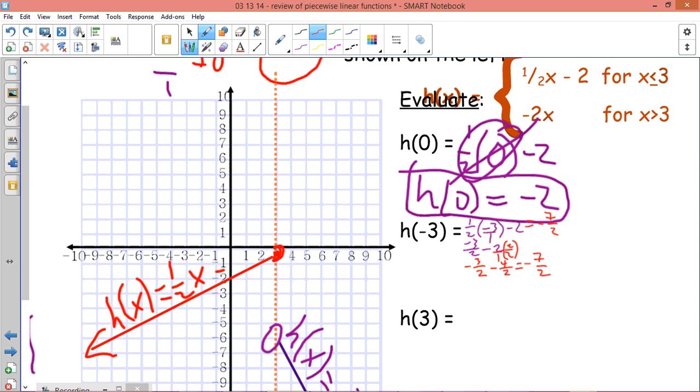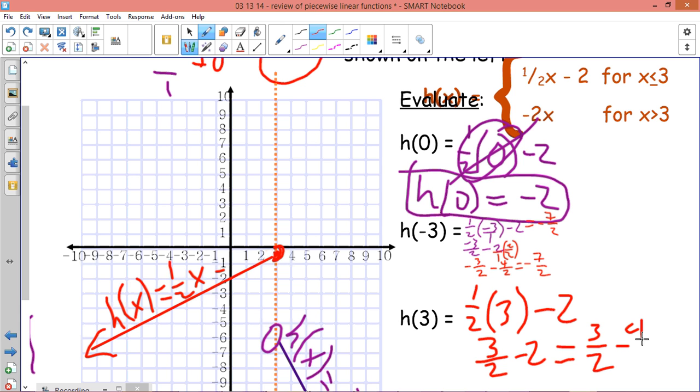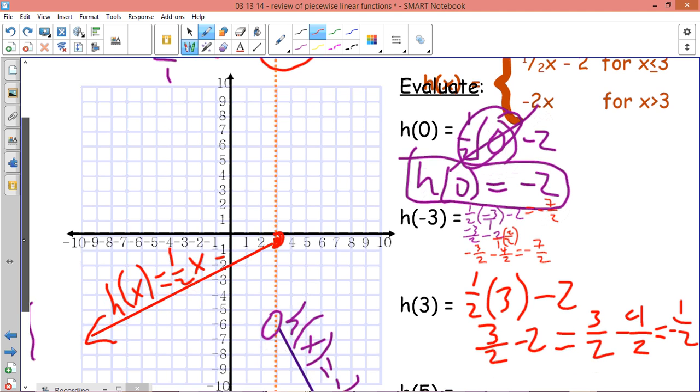I go with h of 3 is 1 half times 3 minus 2, which is 3 halves minus 2. This is looking very similar to the last one, except that I now have 3 halves minus 4 halves. 3 minus 4 is negative 1, so I have negative 1 half. And that is my answer.